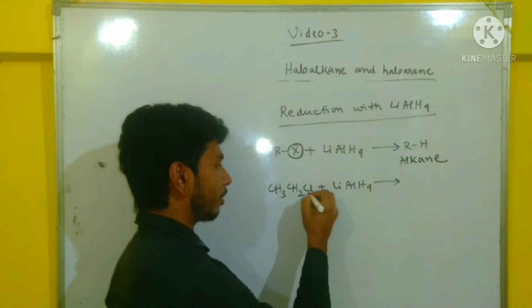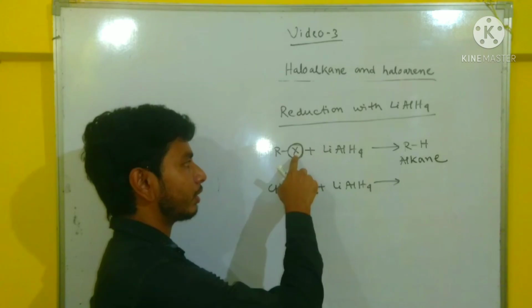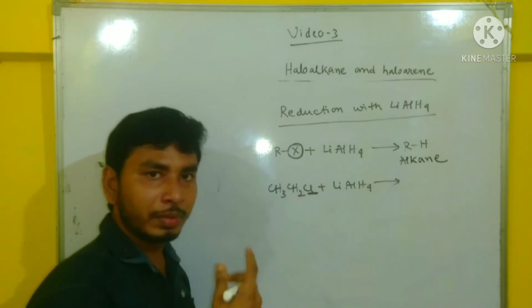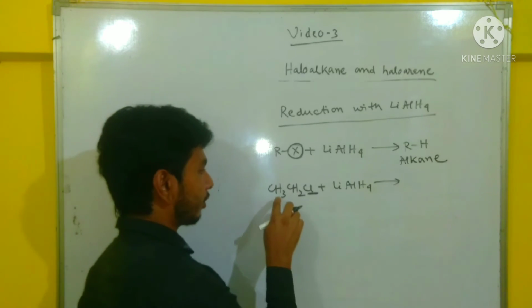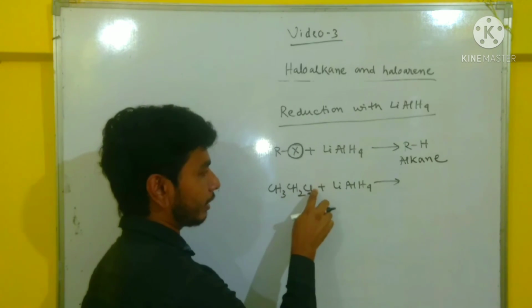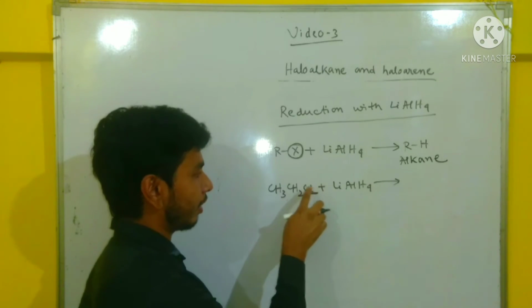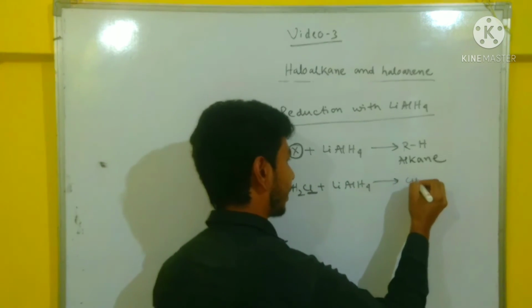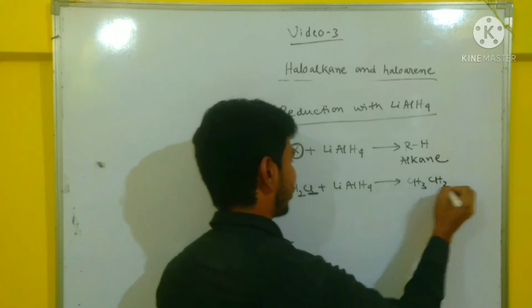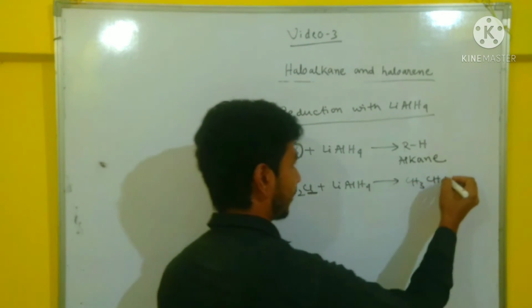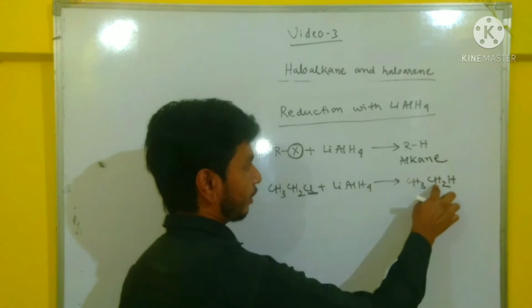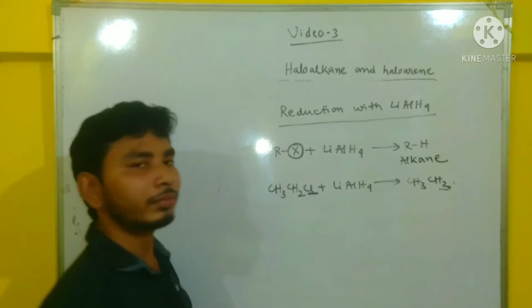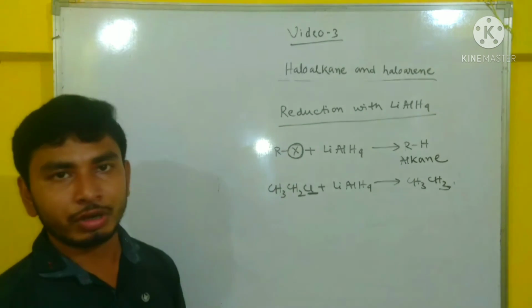The halogen is replaced by hydrogen. So here also the halogen will be replaced by the hydrogen. So CH3CH2, and this halogen will be replaced by hydrogen. So CH3CH2H. This chlorine will be replaced by the hydrogen, and CH2H will become CH3. So this is a reduction reaction.